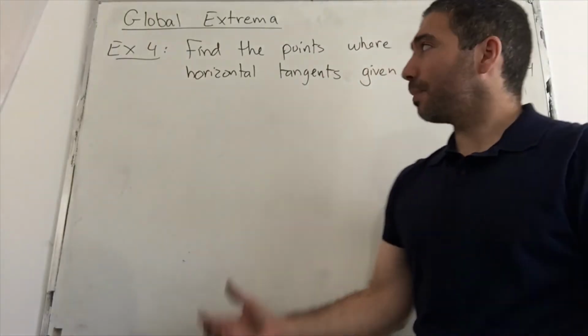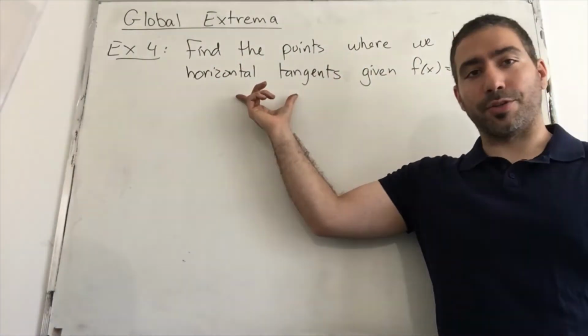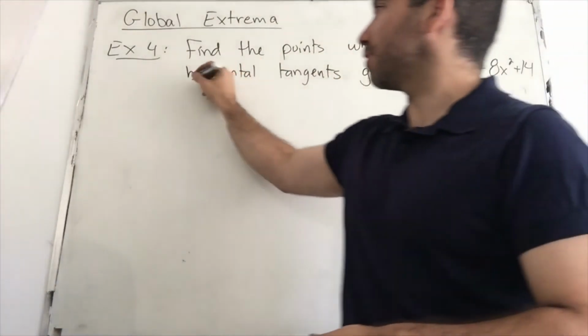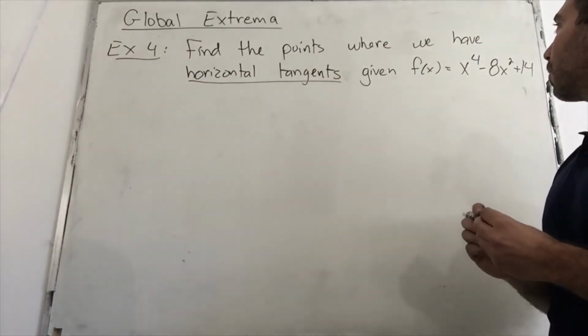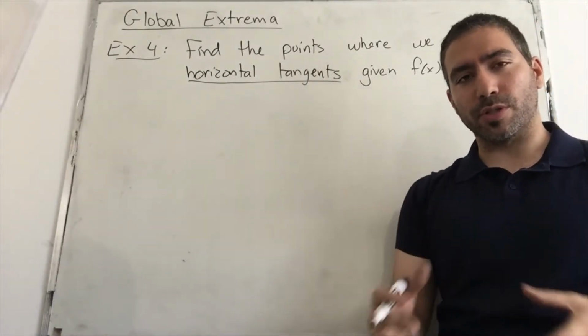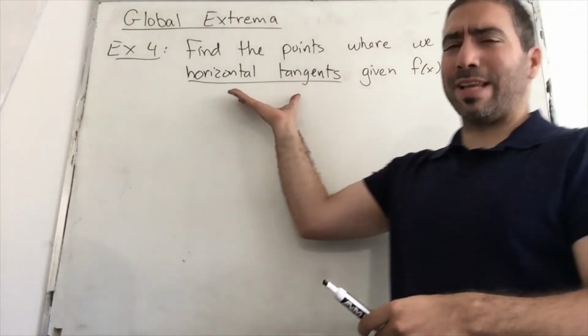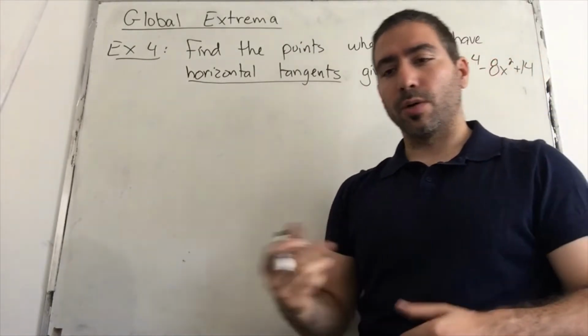Okay, so in this example over here, we have to find the points where we have horizontal tangents. So we're looking at this new term, horizontal tangents. What is that? And they give us the function f of x equals x to the 4 minus 8x squared plus 14. So notice here we don't have closed intervals, so we're not using the closed interval theorem. We have to figure out what they expect us to find when they say horizontal tangents. Well, let's think about it.